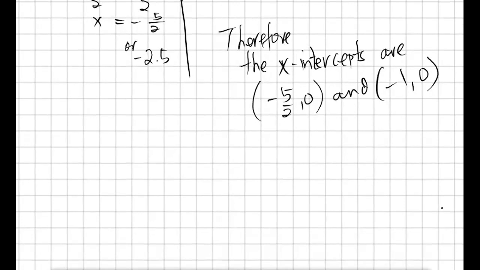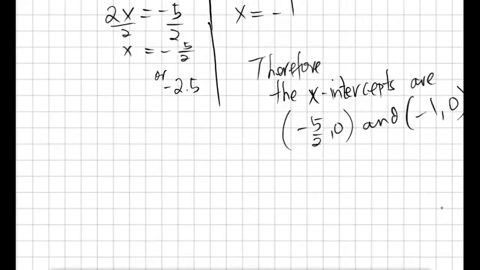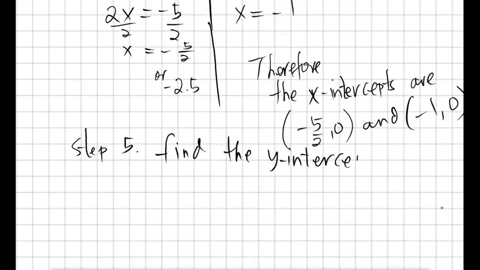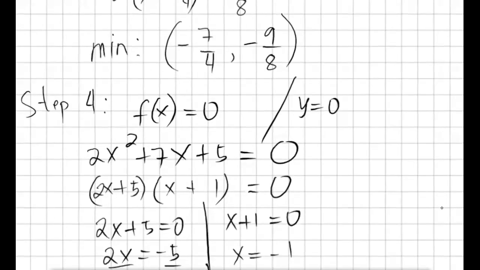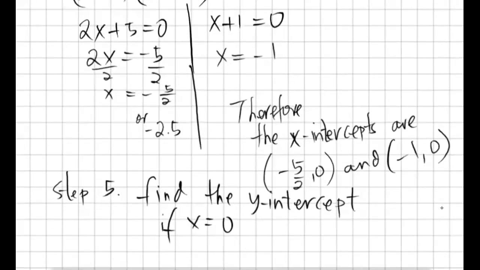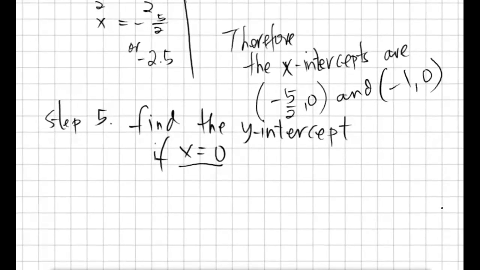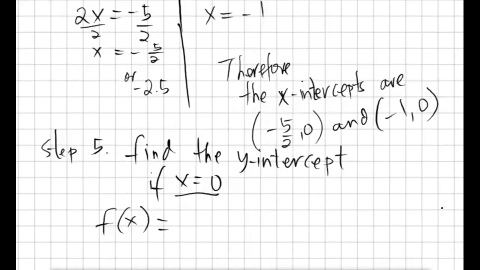Okay, and the last part is to find the y-intercept. Okay, step 5, find the y-intercept. So in finding the y-intercept, you must assign x to 0. Look at this number 4. Find the y-intercept, find the x-intercept. In finding the x-intercept, we assign y to 0 or we assign f of x to 0. In finding the y-intercept, we assign x to 0. So that means in our function, we're going to change x into 0.